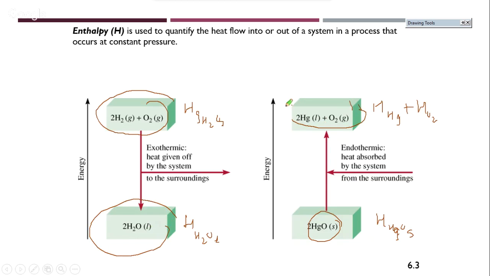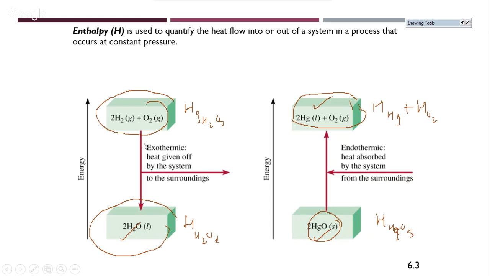Please note that there is no difference in masses. Here also we had 4 hydrogen and 2 oxygen. Here also we have 4 hydrogen, 2 oxygen. Here we have 2 mercury and 2 oxygen, and here we have 2 mercury, 2 oxygen. So you can imagine that both of them are actually having the same mass. So it could either be an isolated or a closed system.